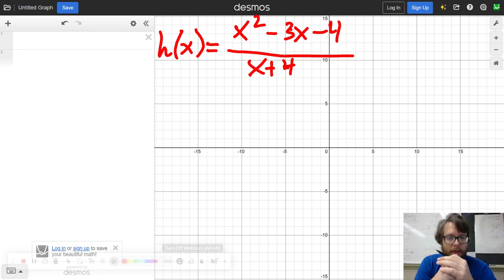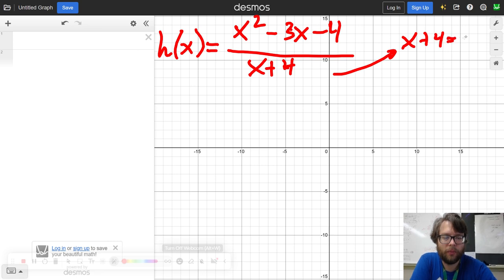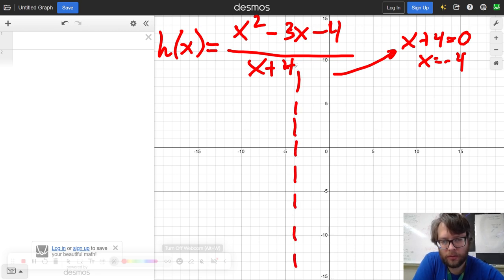Okay. Same idea to start though. We know that the vertical asymptote is when we make the denominator equal 0. So we go to -4 and we draw our vertical asymptote.